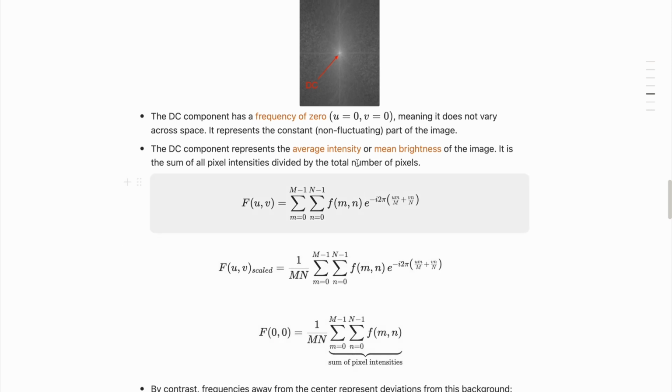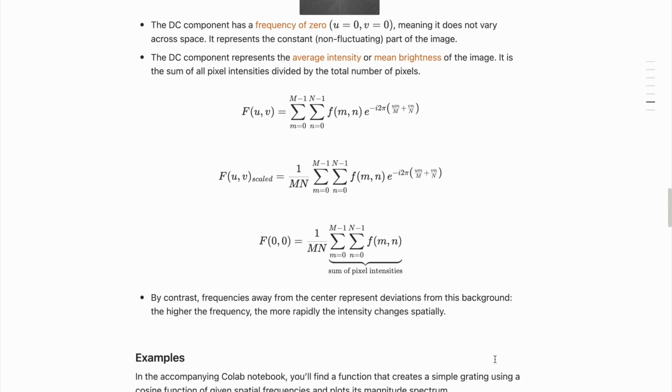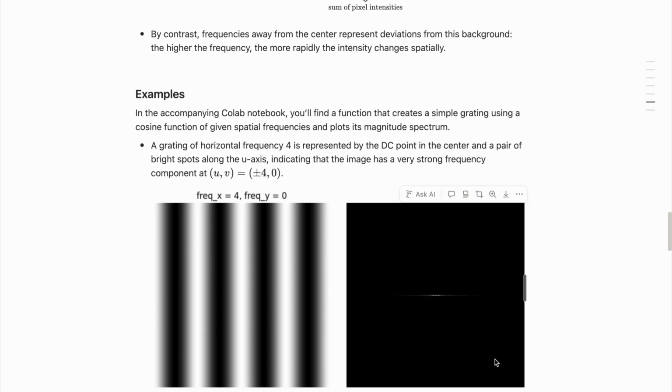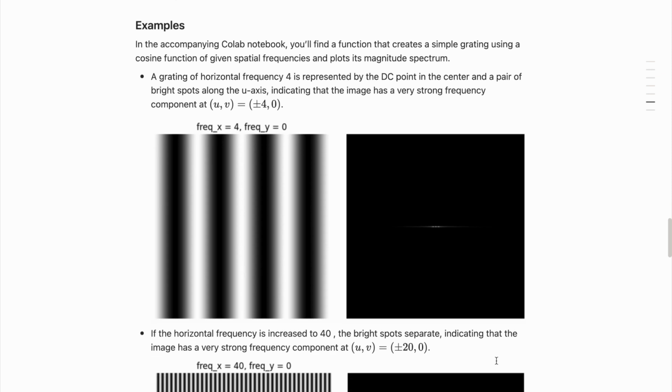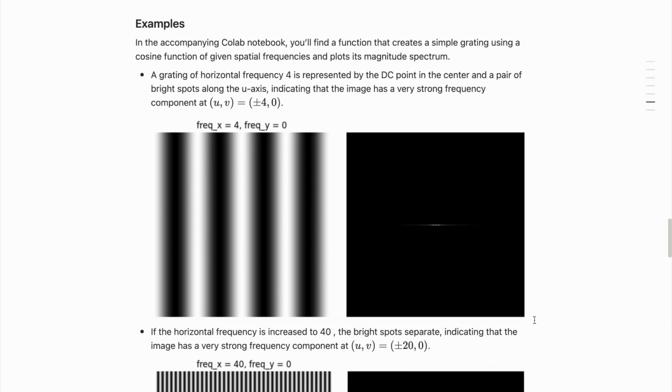So every image has a central bright spot right in the center of it, which represents its mean or average intensity, and if it's not scaled, it represents the sum of all pixel intensities. But that's not important. What's important is what's around it, the low frequency regions around the DC component and the higher frequency regions more peripherally. So now we're going to look at some simple examples to develop some intuition for how to interpret these frequency spectra.